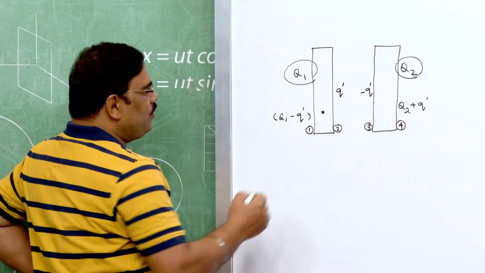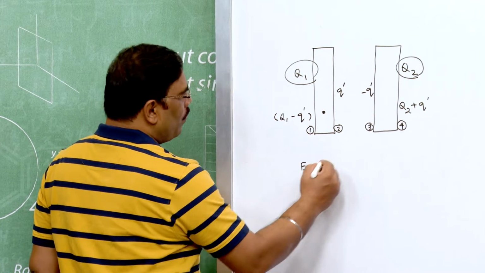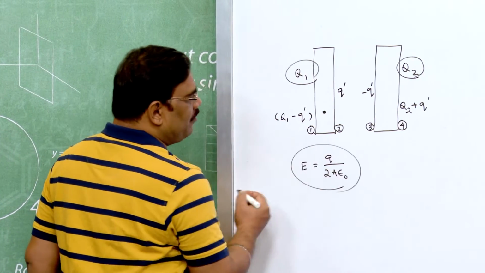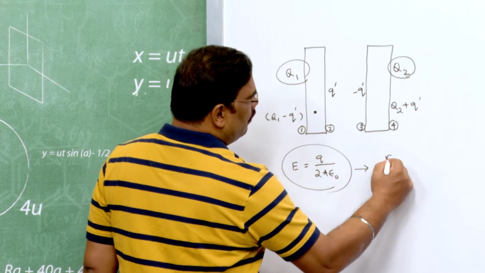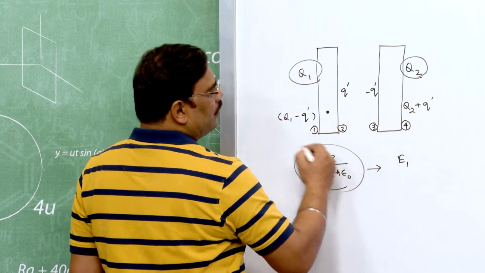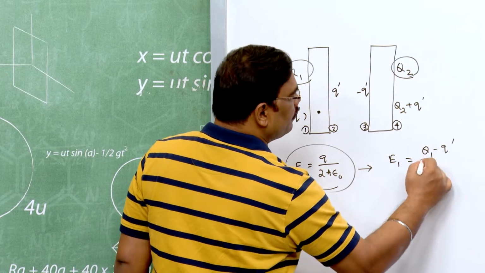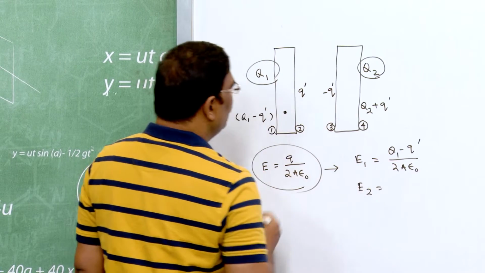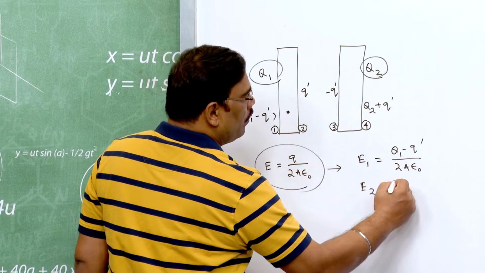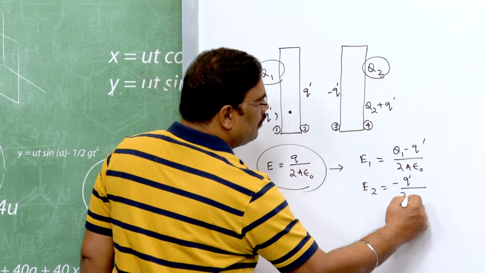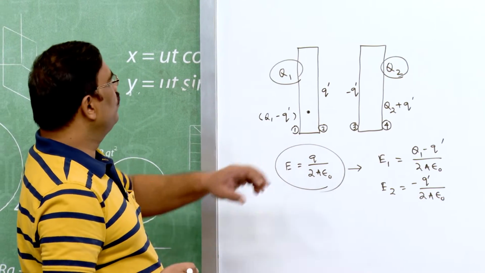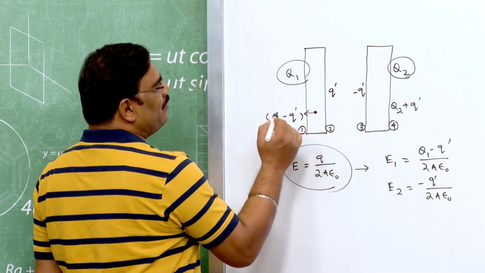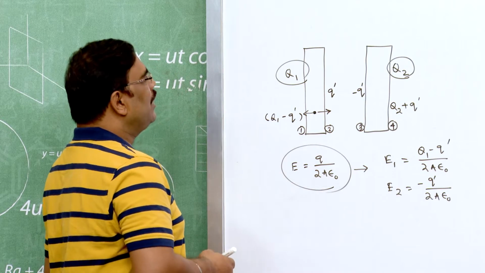Now, at this point, as we know, the electric field due to a plane sheet of charge is q divided by 2 A epsilon naught, which we have already calculated. So, using this formula, E 1 due to the first surface is q 1 minus q dash divided by 2 A epsilon naught. E 2 is minus q dash divided by 2 A epsilon naught. The negative sign is due to the fact that both charges are supposed positive. So, q dash will produce an electric field towards the left, and q 1 minus q dash will produce an electric field towards the right. Both are away from the plates.